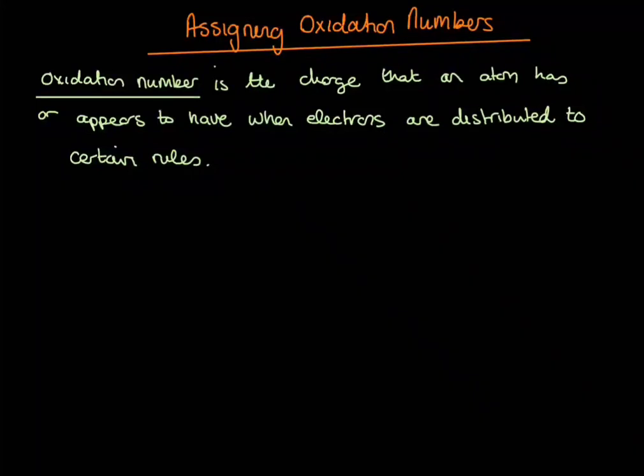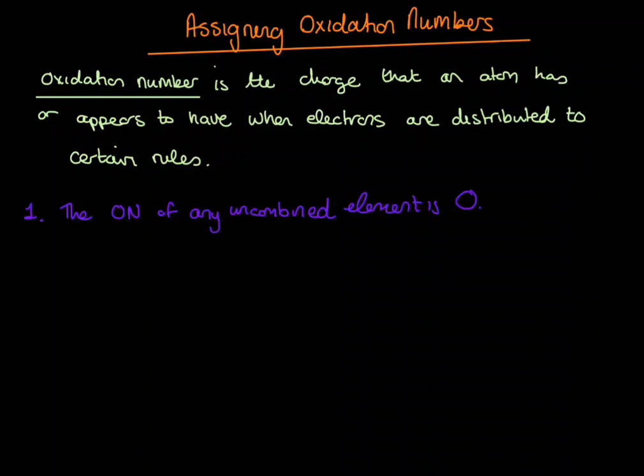Okay, we're going to look at assigning oxidation numbers. So the oxidation number is the charge that an atom has or appears to have when electrons are distributed in terms of certain rules. So there's different rules that we're going to follow. We're going to look through these rules first of all.